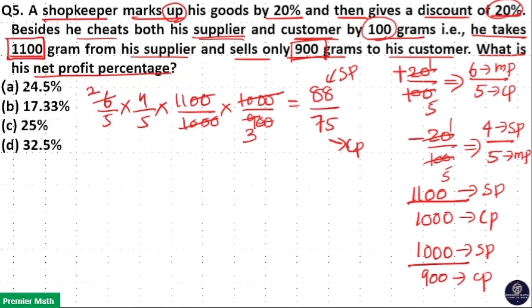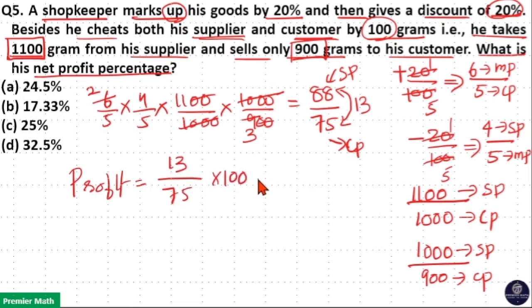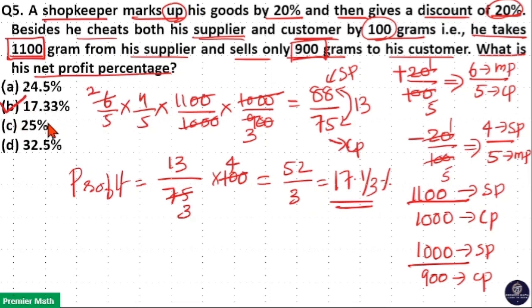Now you can see the difference between sell price and cost price is equal to 88 minus 75, that is 13 part. So net profit is equal to sell price minus cost price is 13, cost price is 75, into 100. 25 goes 3 times in 75, 25 goes 4 times in 100. 13 into 4 is 52. 52 by 3 is equal to 17.33. So that means option B, 17.33% is the net profit.